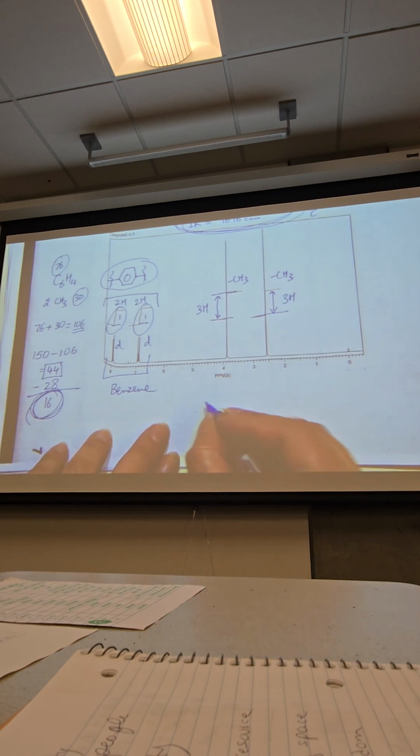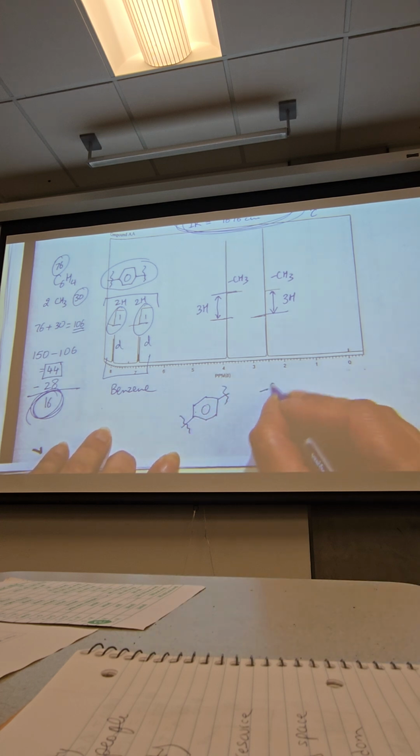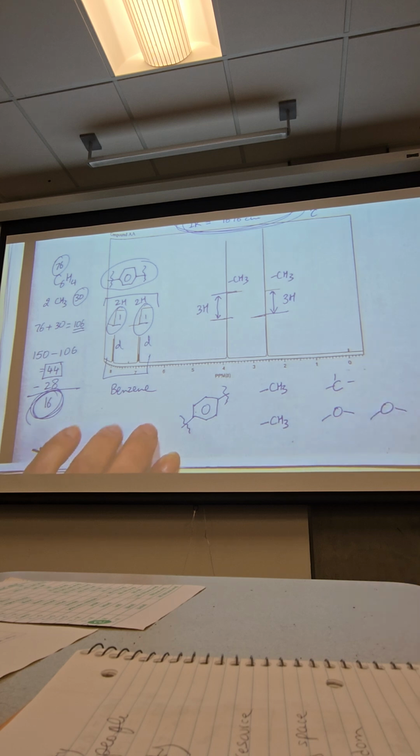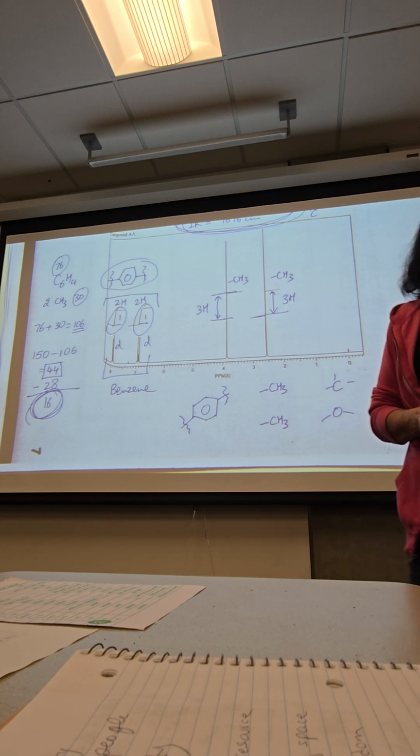So here are the pieces we have, guys. We have a 1,4-disubstituted benzene, right? We have 2 different methyl groups. We have a carbon with no hydrogens, and 2 oxygens with no hydrogens either. So we need to now take these pieces and put them together. Does anybody have suggestions?